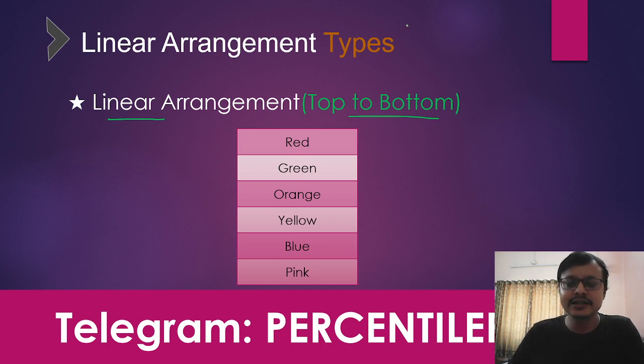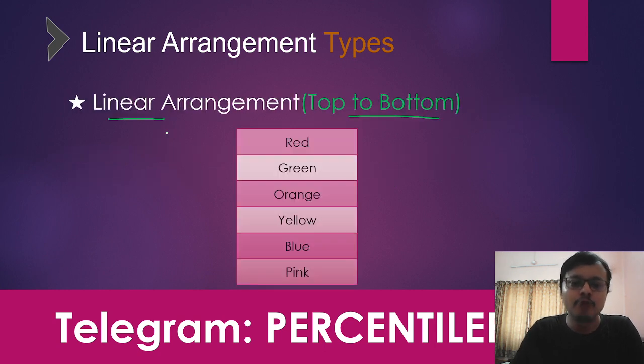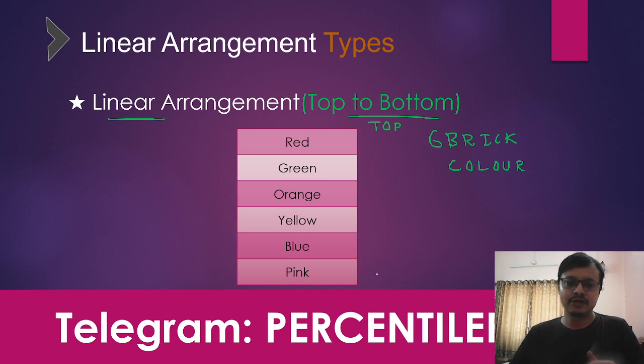Now, in a linear sequence, which is left to right, what we are looking at is either something is to the left or something is to the right. In top to bottom, what we're looking at is something different. So let us say there are 6 bricks. Each brick is of a different color. 6 bricks, each of a different color, are kept in a sequence, one on top of the other. So the topmost brick is red in color, the bottommost brick is pink in color.